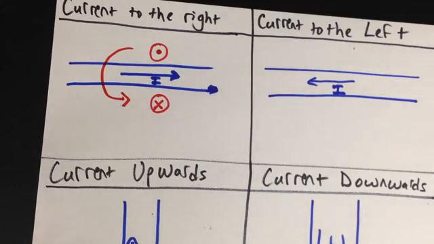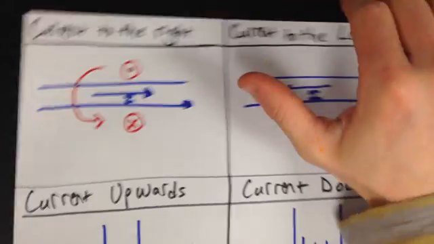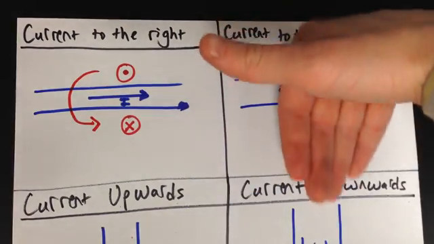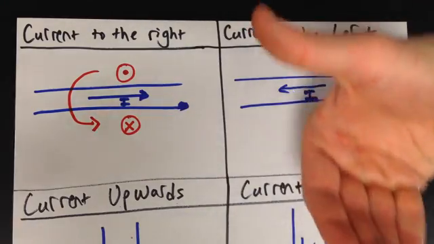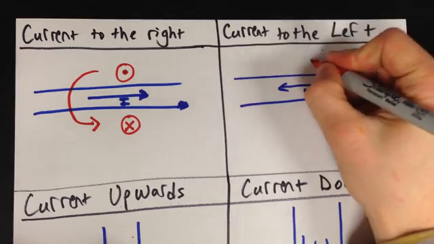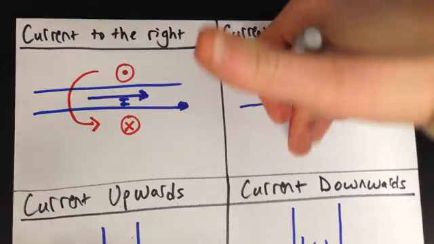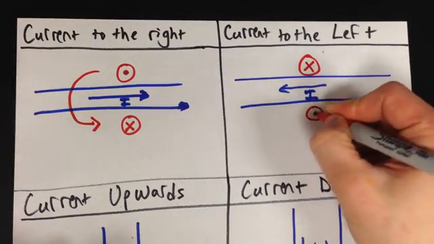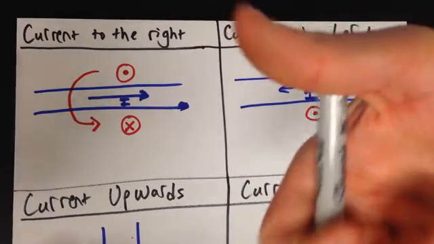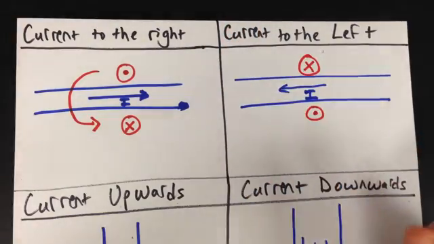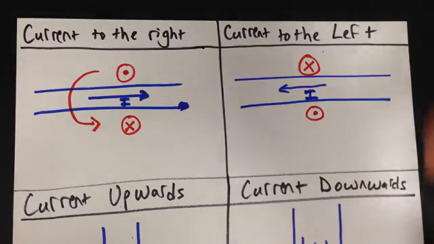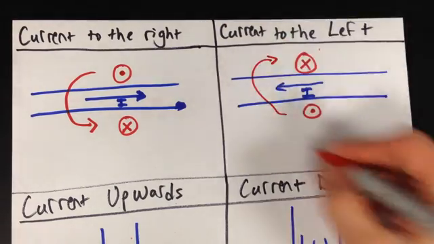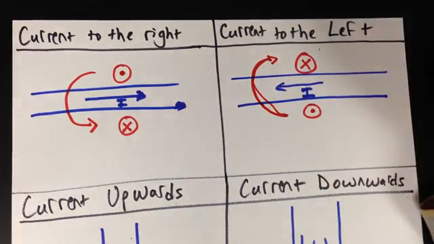So if the current is to the left, some more stretching sessions here, my thumb points to the left and my hand curls over the top of the wire. Like that. So here they would go into the page on top of the wire. Here on the bottom of the page, they would exit again below the wire. So here they would be coming out, and on top of the wire they would be going back into the page, right?